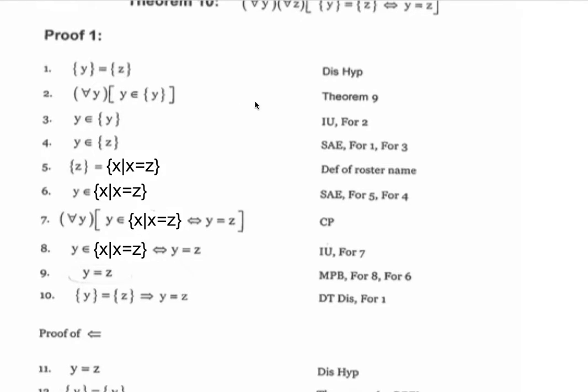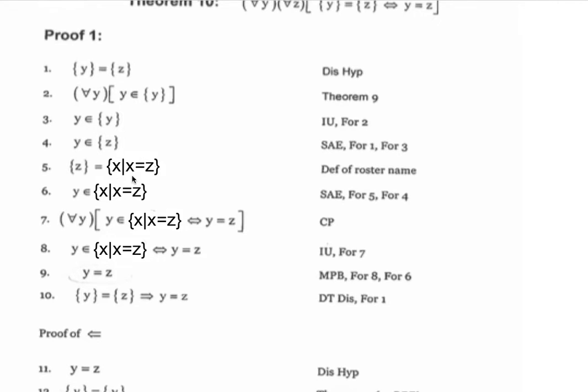Then, next, I remember that Theorem 9 says this: for all y, y is an element of the set containing y. And then we take off the universal quantifier so that I have y as an element of the set containing y. Now, what's nice about this is that I know that the set containing y equals the set containing z. So I'm able to make a substitution here using statement 1. So I use the substitution axiom of equality with formula 1. That's what I'm going to use to make my substitution. And I'm substituting into formula 3 here.